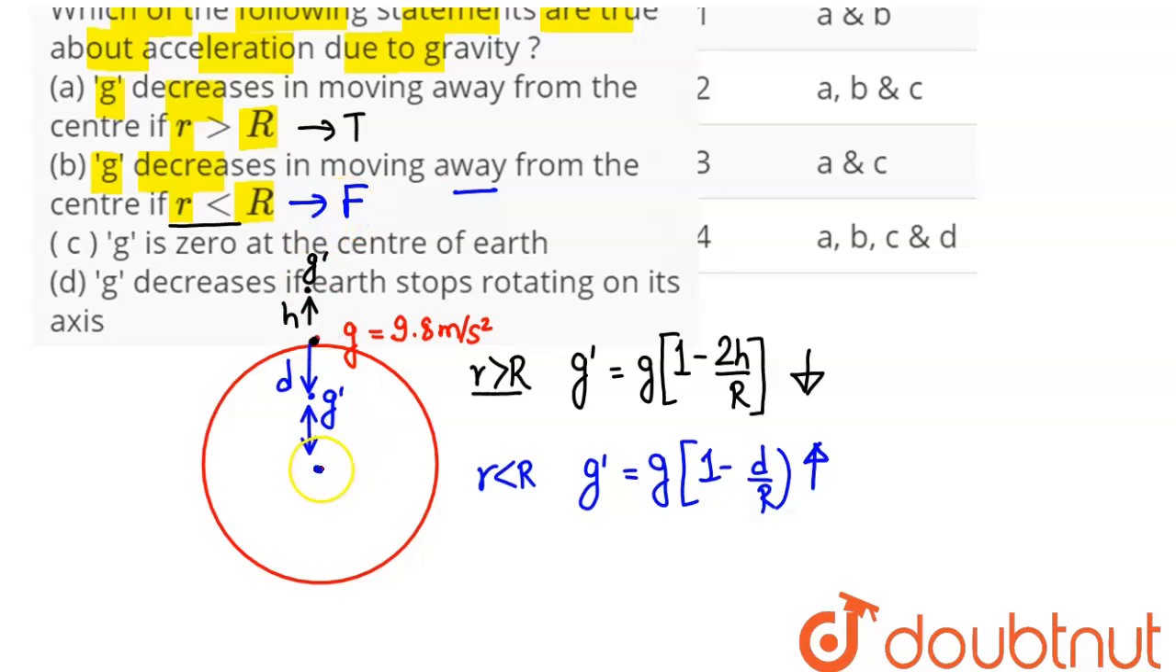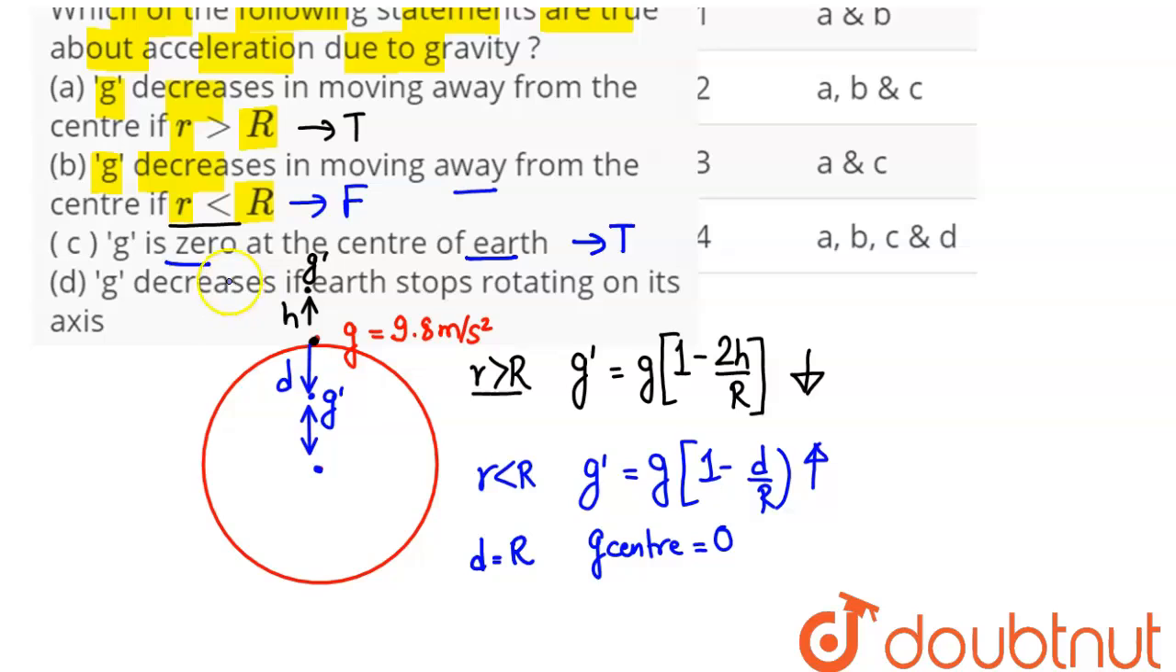Now at the center we can say d will be equal to capital R, so 1 minus 1 becomes 0. Hence at the center we have the value of g to be 0, that is substituting in the second formula d equal to capital R. So when we substitute d as capital R, we have the acceleration due to gravity at the center as 0, which is option number C, that is g is 0 at center of earth. Hence option number C is true.